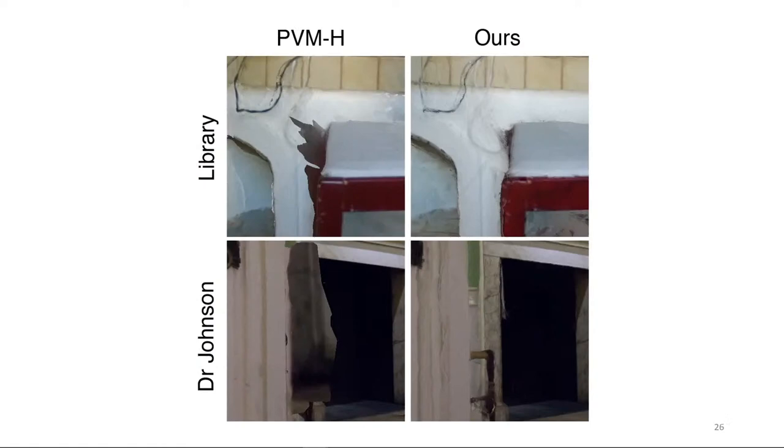Using our two-level purview mesh blending algorithm, we are able to get rid of very hard and erroneous over-reconstruction, as can be seen from these comparisons. Here, the top row corresponds to a novel view from our library dataset, and the bottom row corresponds to a novel view from the Dr. Johnson dataset.